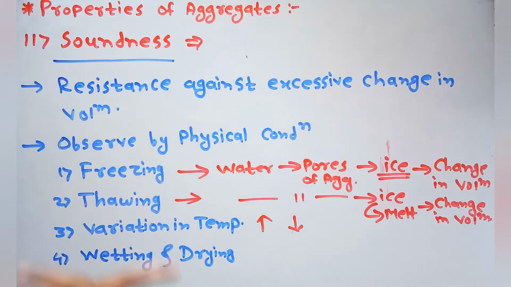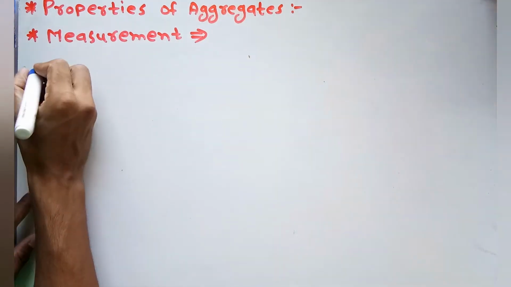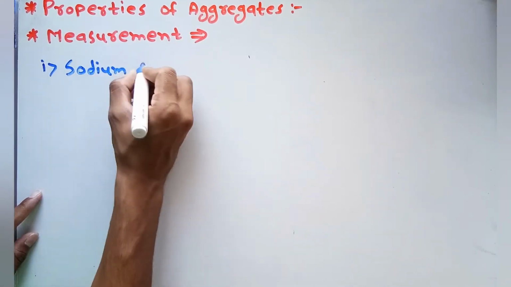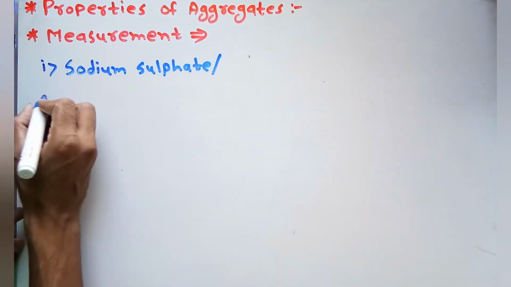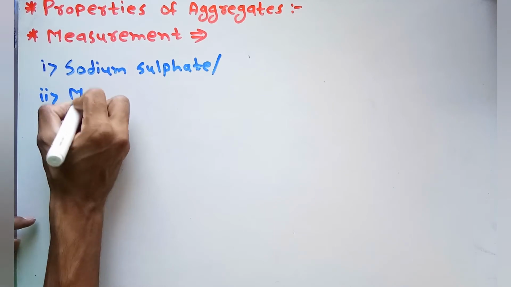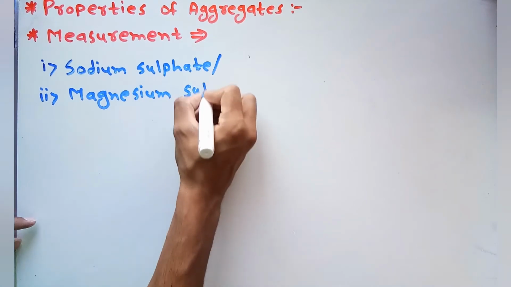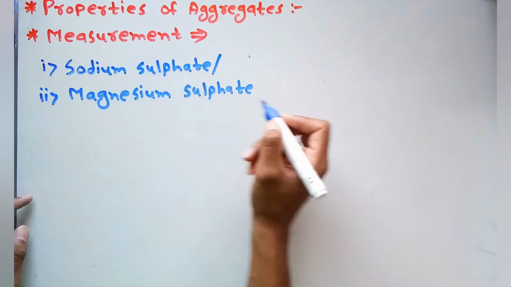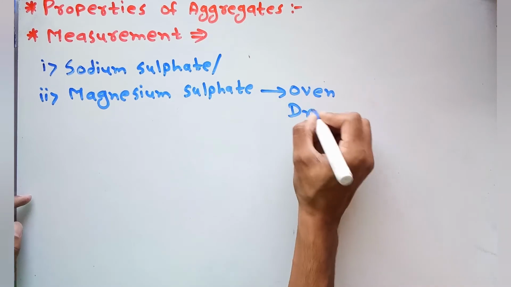Now we will see how this soundness is determined or measured. Now we will see how the measurement of soundness of aggregates is done. So first of all, we take the solution of sodium sulfate, or we can use the alternate solution, that is magnesium sulfate. Then we oven dry both of the solutions which contain the aggregates. So oven drying is the next procedure.